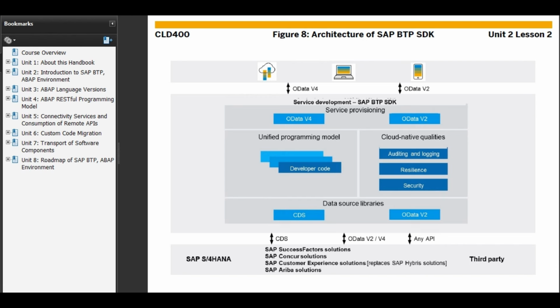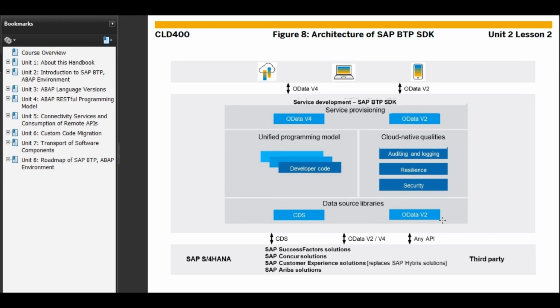Now, on the bottommost layer, we have S/4HANA, the software which will be there in any organization. It is taken for granted. Then to connect to this service development, the BTP SDK. In the middle, what we have is BTP SDK. In this, we have the CDS and OData at the data source level, and then we have the unified programming model. Then we have the cloud native qualities, and then OData v4 and OData v2 on top, service provisioning, and on top of it, the OData v4 and OData v2 applications at the topmost layer. So now again, decoding it, this is a front end.